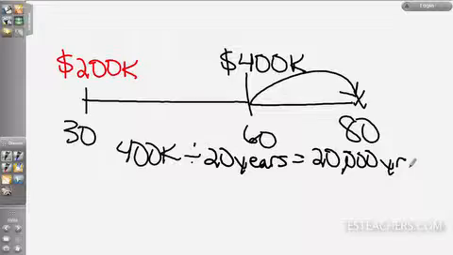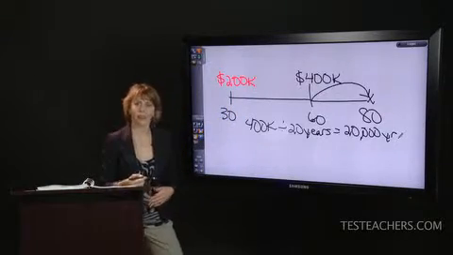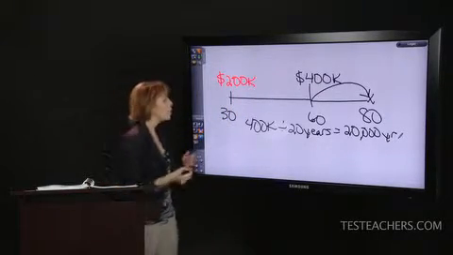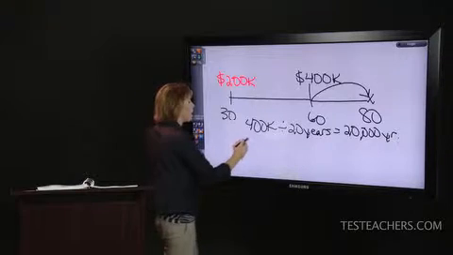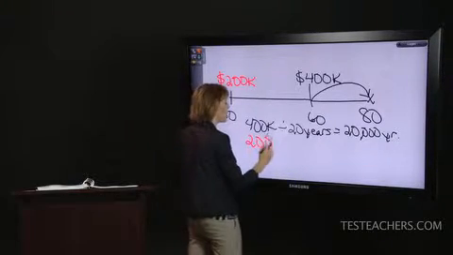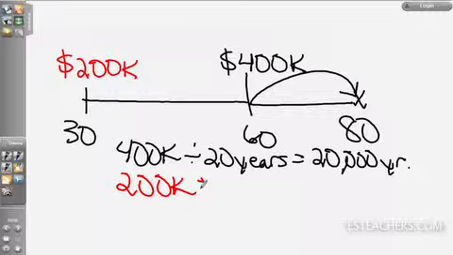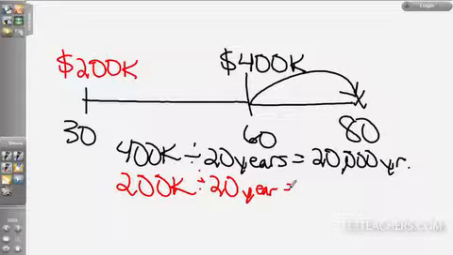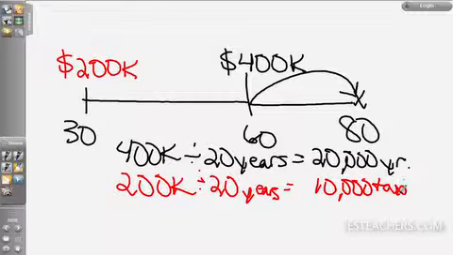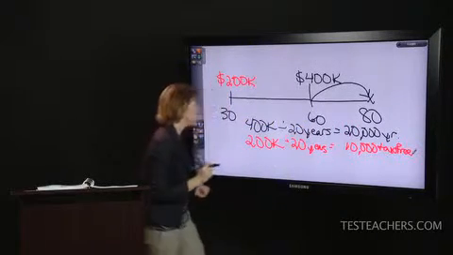The question is, how much of this is taxable and how much of it is tax-free? When you annuitize, they take your cost basis, the $200,000, and they spread it out over your life expectancy. And so we have $200,000 divided by 20 years. So $10,000 a year is tax-free. So my cost basis comes back to me a little bit every year.